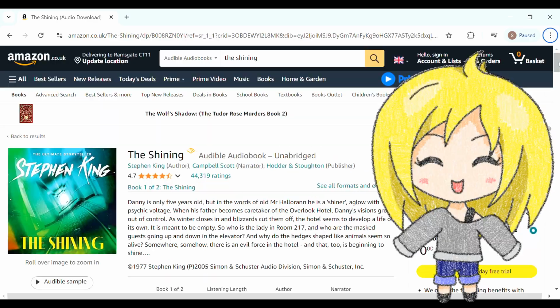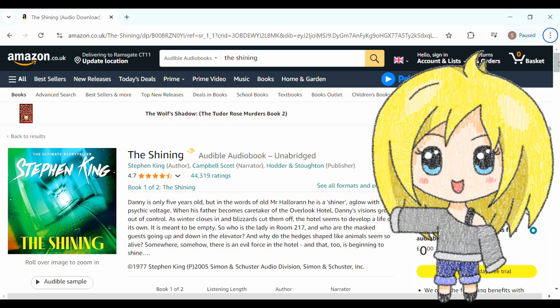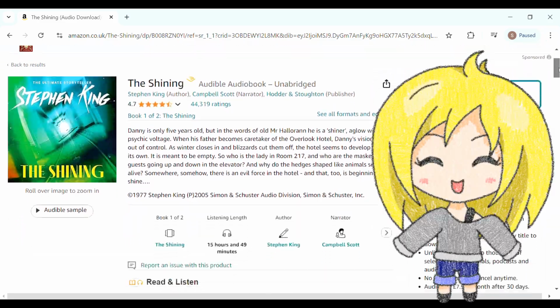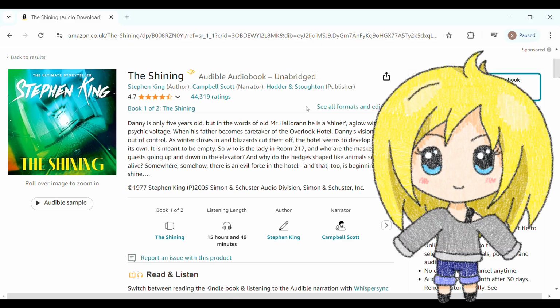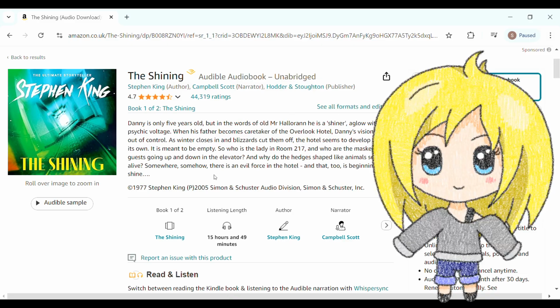Now let's look at a blurb for a horror novel. Can't go wrong with Stephen King when it comes to horror. Let's go with The Shining. Danny is only 5 years old, but in the words of old Mr. Halloran, he is a shiner, a glow with psychic voltage.